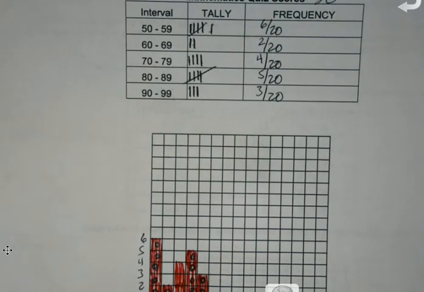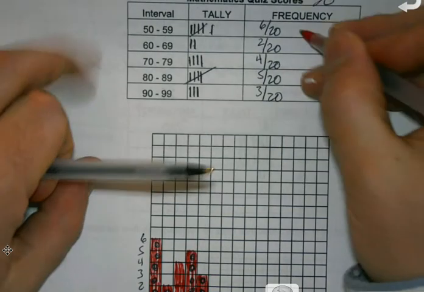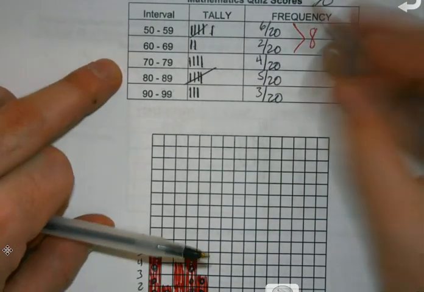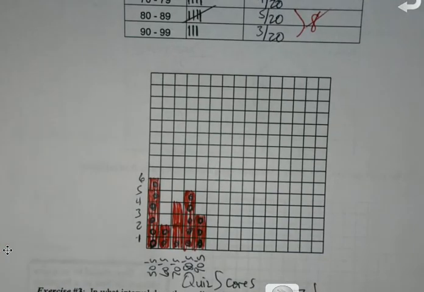If I didn't want to do it on the graph, I could look and say, hey, there were 8 values in the 50s and 60s. There were 8 values in the 80s and 90s. So they kind of cancel each other out, and all I have left are the 70s. That would work. So either way, you can do this to make it work, or you can even list the numbers out again and just start crossing them out.